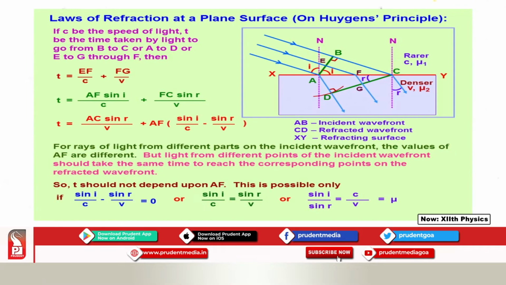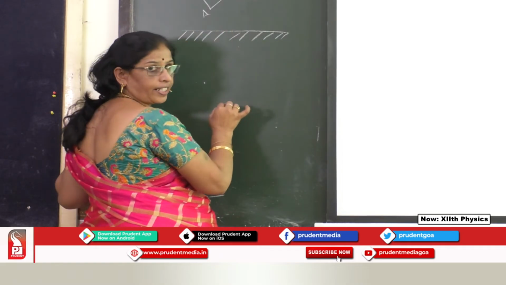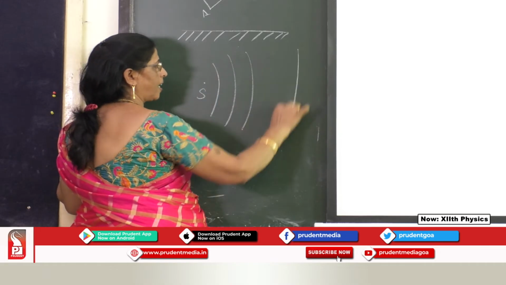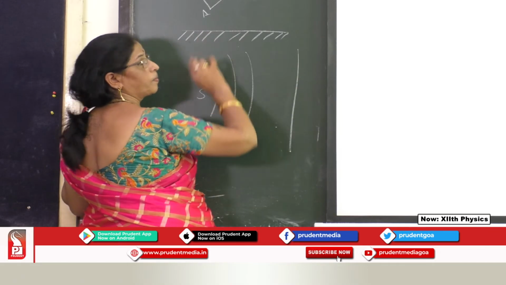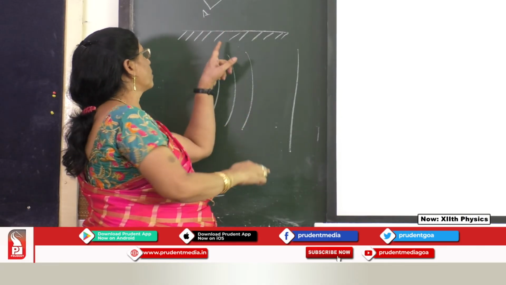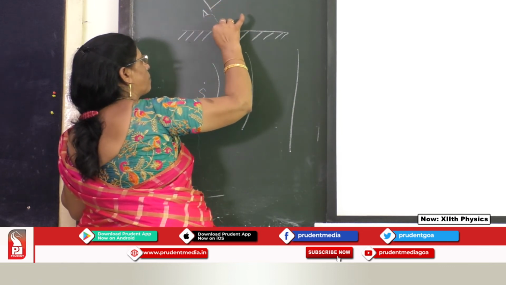Now here he has proved the laws of reflection on a plane surface. Consider a plane wavefront. What is a plane wavefront? I said from a point source the wave spreads; when you consider it at a distance, it is a plane wavefront. So consider a plane wavefront incident on a surface. Here the plane wavefront is coming over.